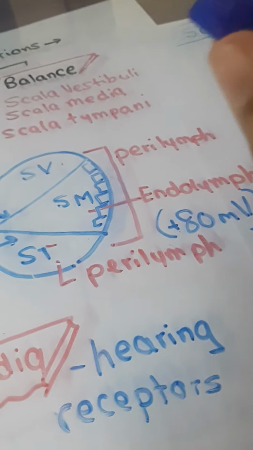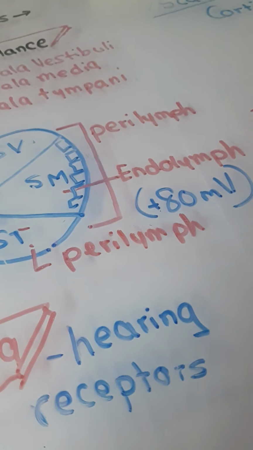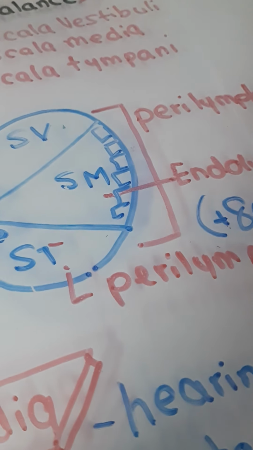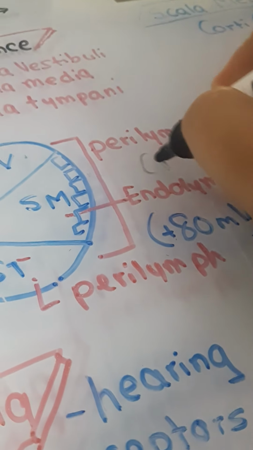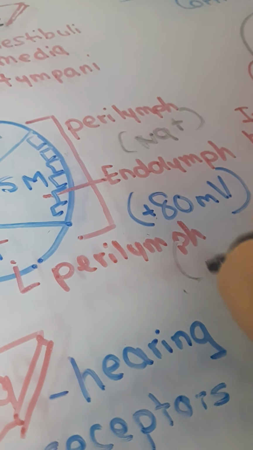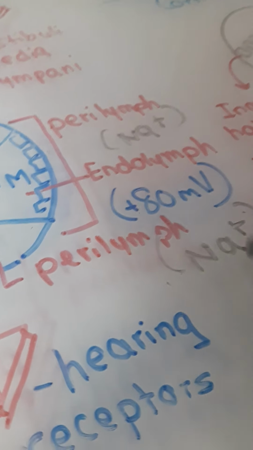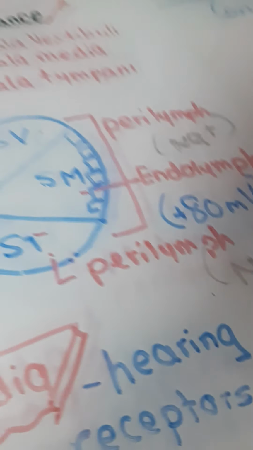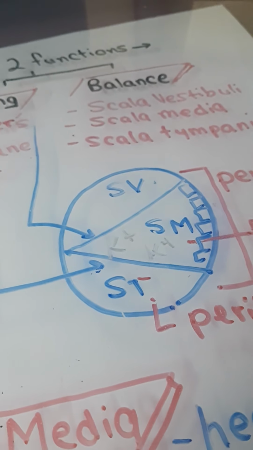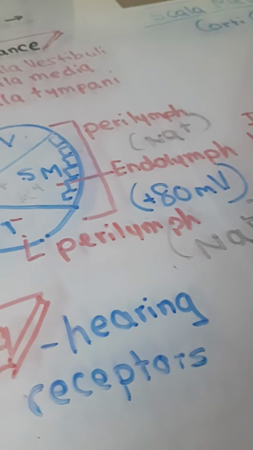So what is the difference between perilymph and endolymph? Perilymph has more sodium ion concentration, while endolymph has lots and lots of potassium ion concentration. The concentration of potassium ions is more in scala media.